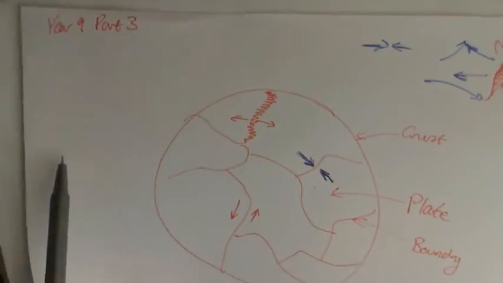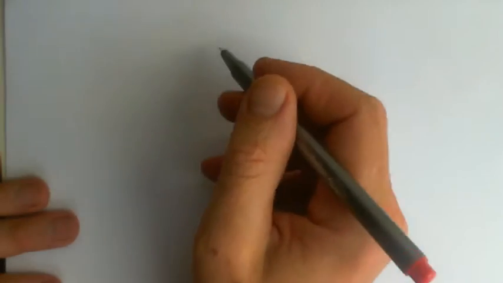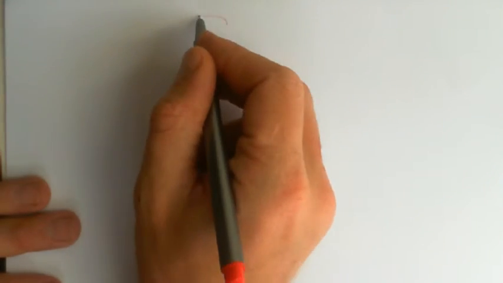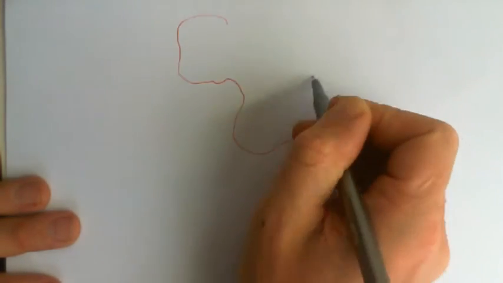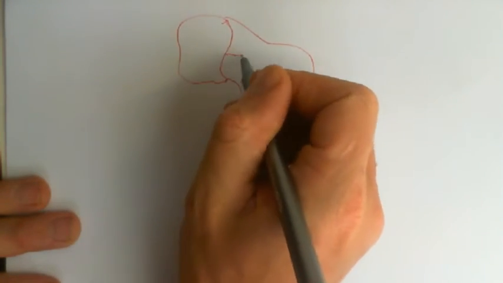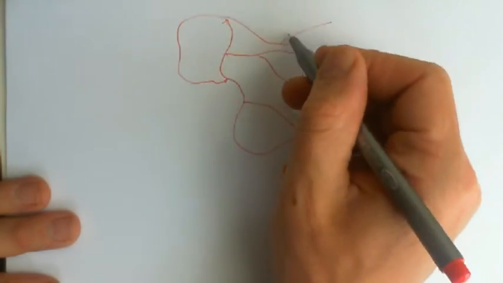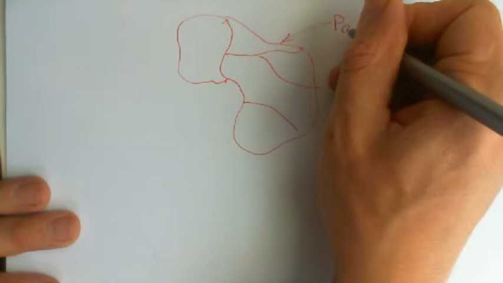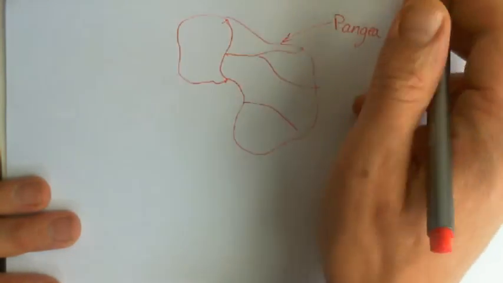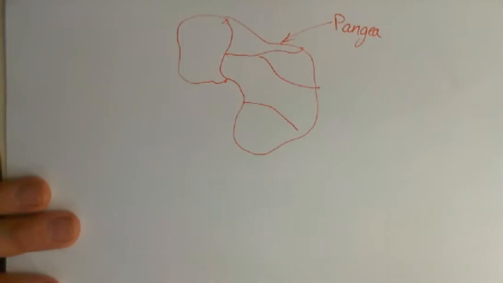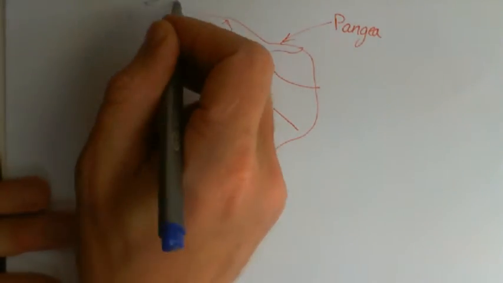Okay, so next up, what effect do those plate boundaries have on the Earth? Well, millions of years ago, what scientists think is that the continents of the Earth, so if that was all of the land on Earth, was all in one place called Pangaea, and the rest of it was sea.